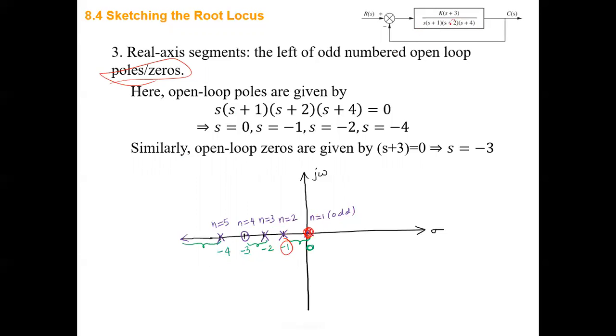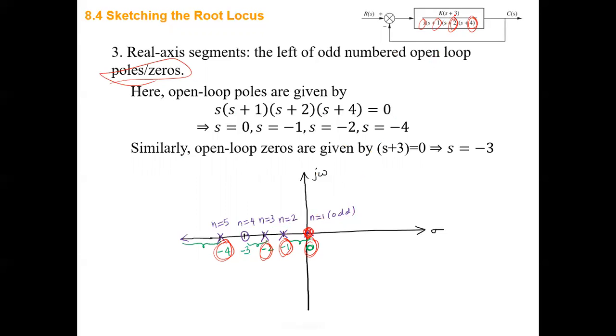Then s equals -2. Then s equals -4. How many poles do I have? I have 4 poles: 0, -1, -2, -4.